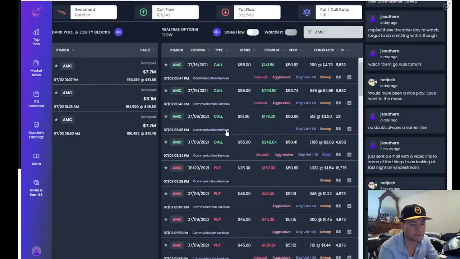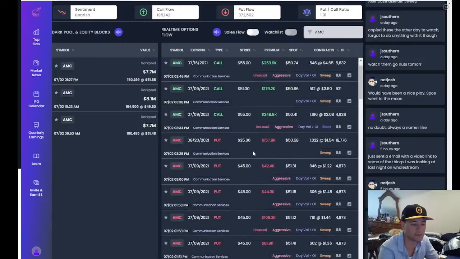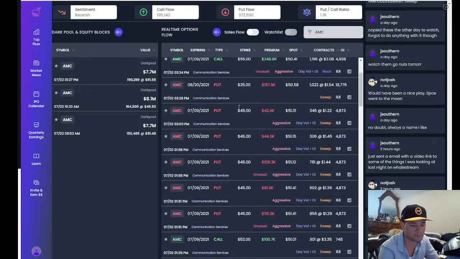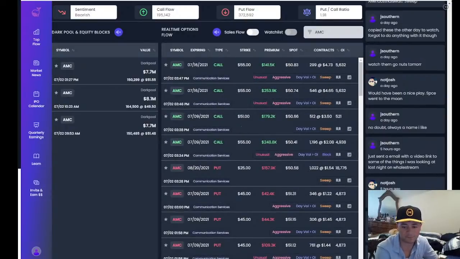Now, when I'm looking at this, this is just me using AMC. I'm seeing people speculating that the price is going to increase, purchasing a hedge, and I don't know what to make of this. Why would people be sweeping these $45 puts? Are they buying puts as a hedge against downside next week? Or are they buying puts because they think the price is finally going to drop? I don't know. That's hard to figure out.